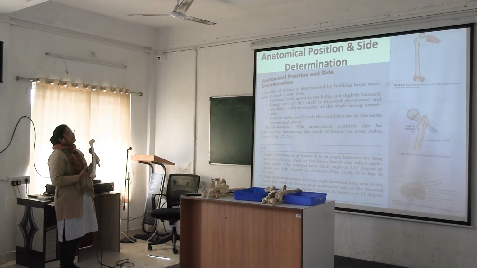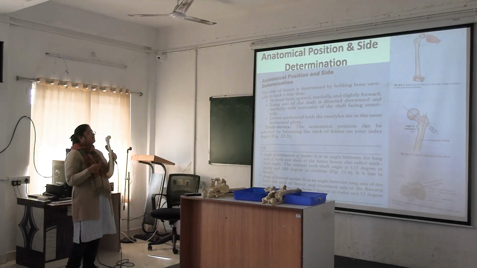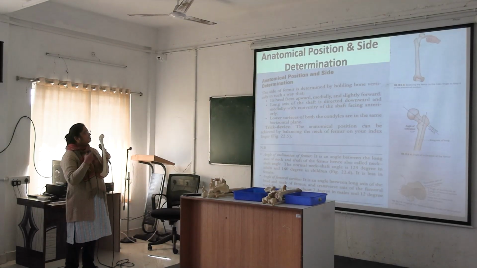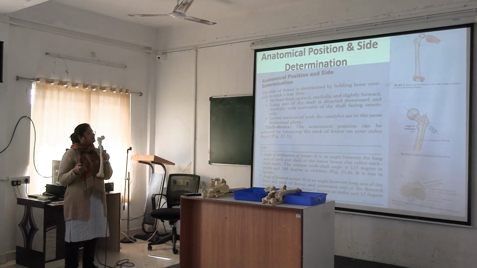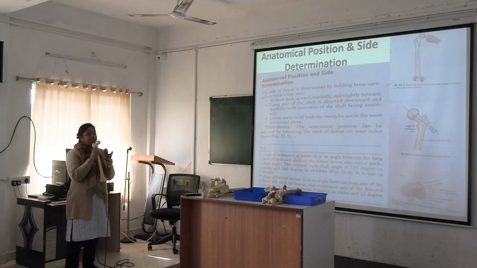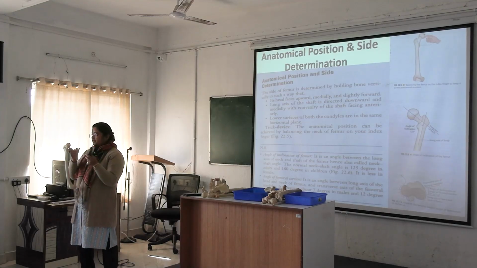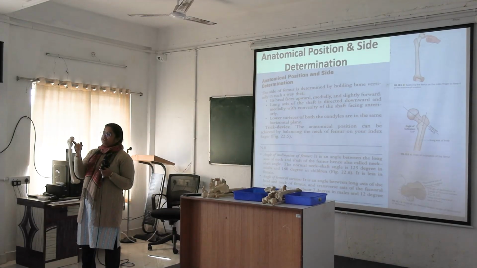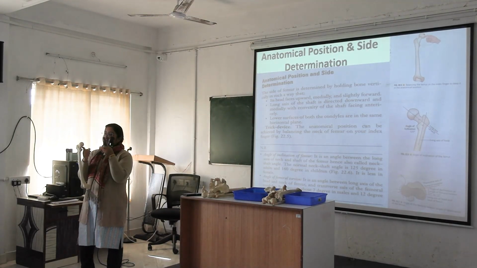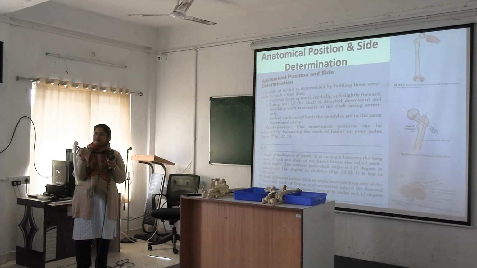Next we are going to the anatomical position and side determination. The side of the femur is determined by holding the bone vertically in such a way that the head faces upward, medially, and slightly forward. If you place your index finger just below the head, it will come into anatomical position. So the head is directed upward, medially, and slightly forward.